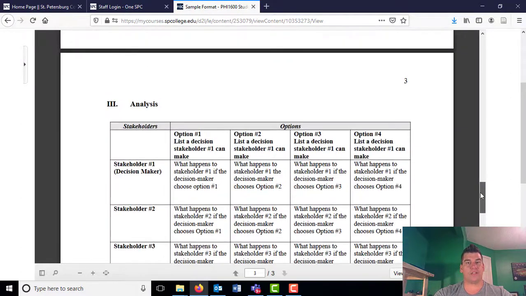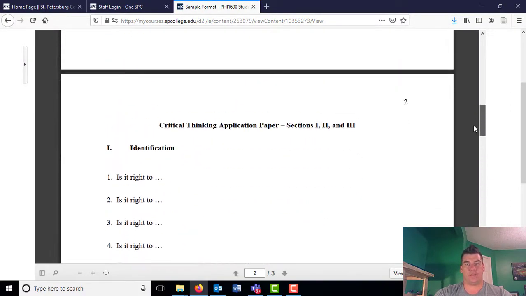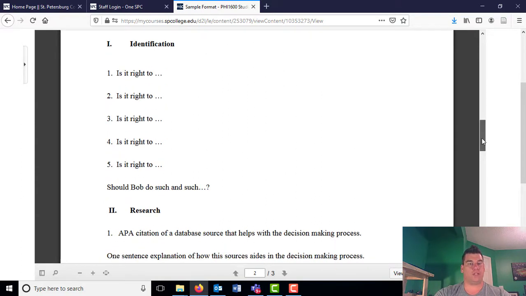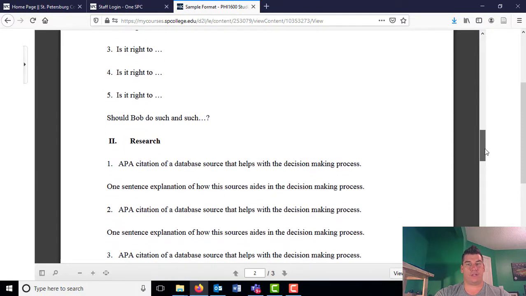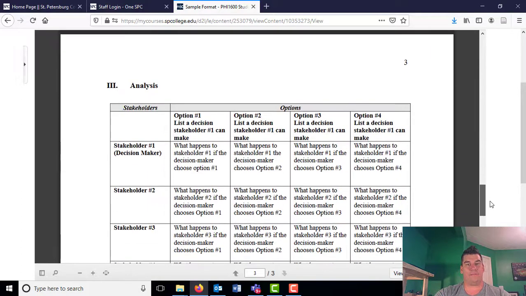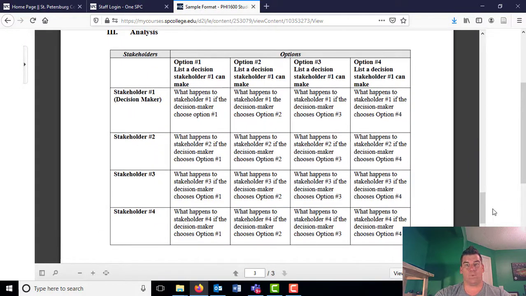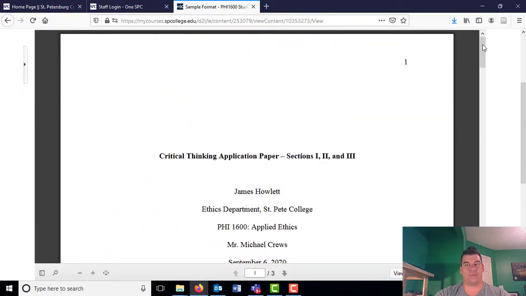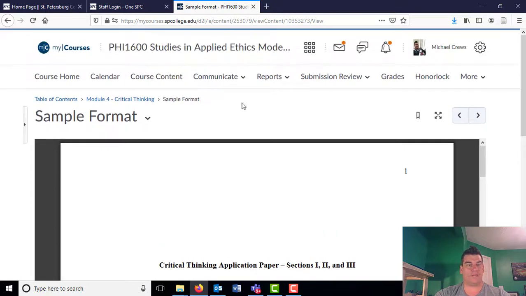And essentially, when you have this together, this is the first 3 sections of your critical thinking application paper. So we've identified the questions and stated our main ethical issue. We've got 3 articles that would help us with researching a decision to make. And then we're going to have our stakeholders chart where we've identified our stakeholders and the options that our decision maker can take, and then how everybody's affected by it. Okay? And that goes into the Dropbox once more by 11:59 Sunday, September 13th.